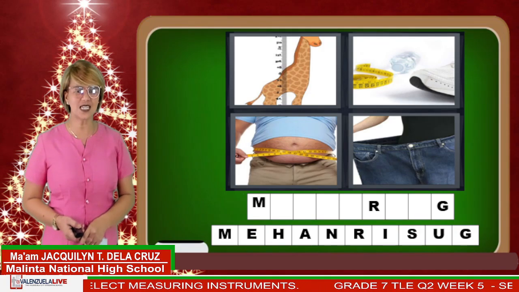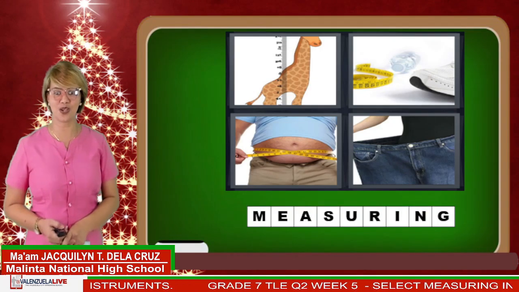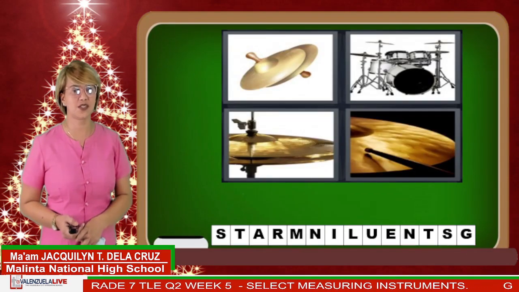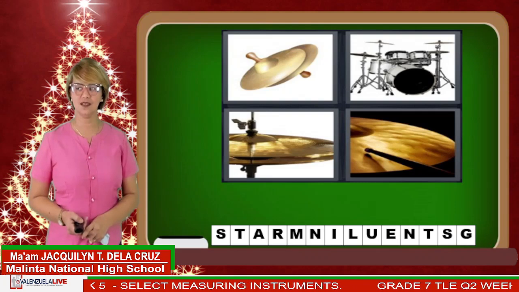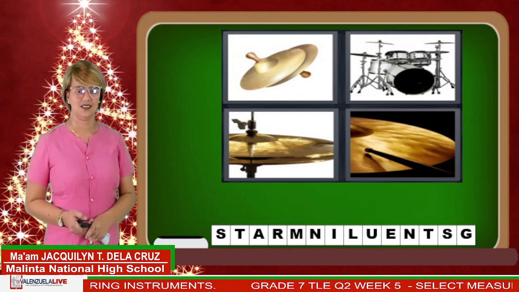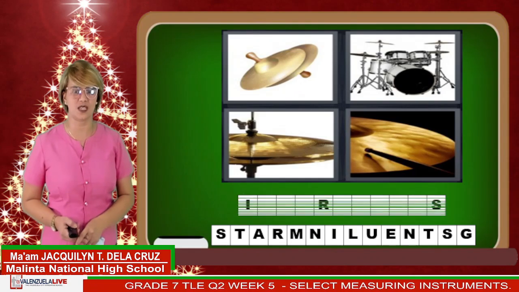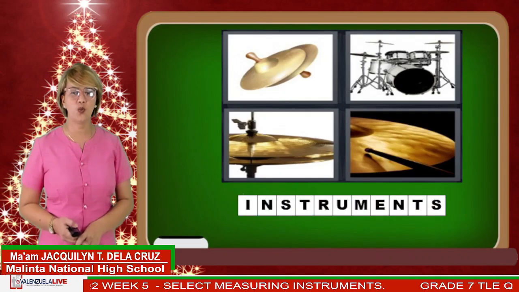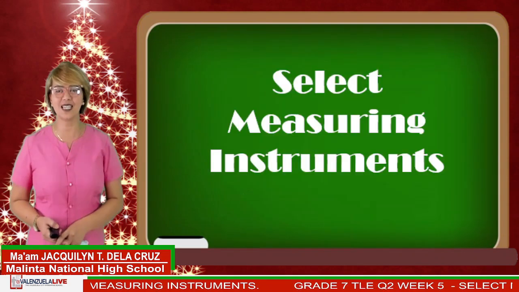The correct answer is measuring. Very good. Remember this word. Based on the pictures, what is the next word? For the next set of pictures, if your answer is instruments, then you got it right. Again, what are the two words we found in Four Pics, One Word? It is measuring and instruments.